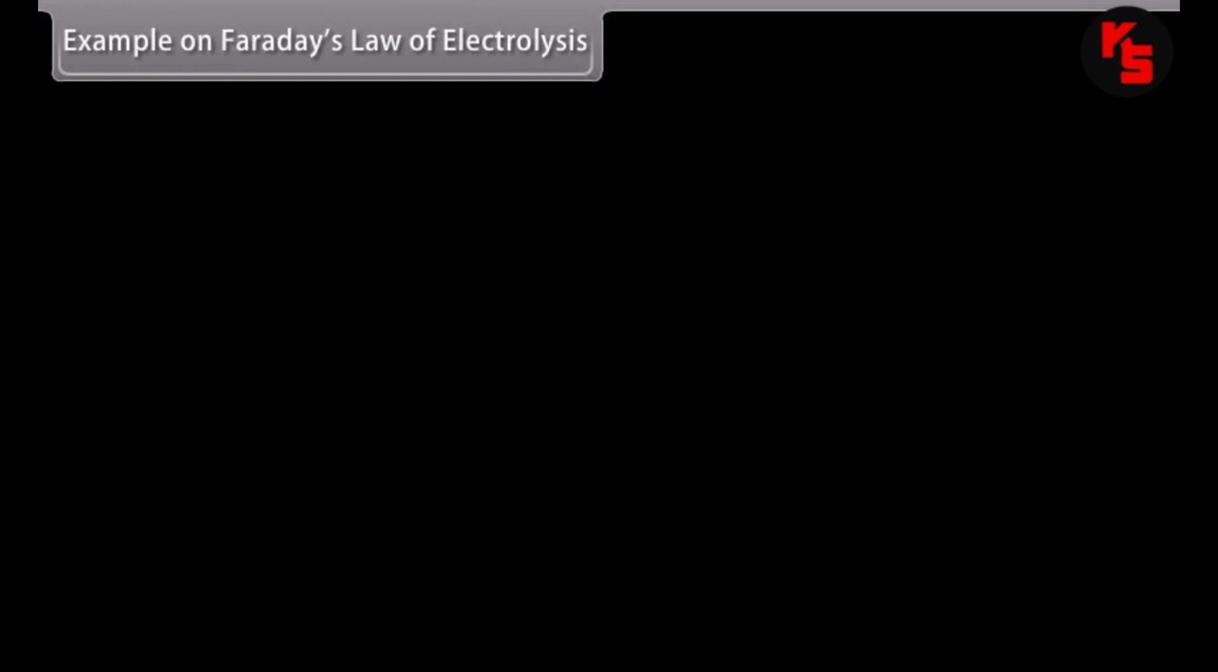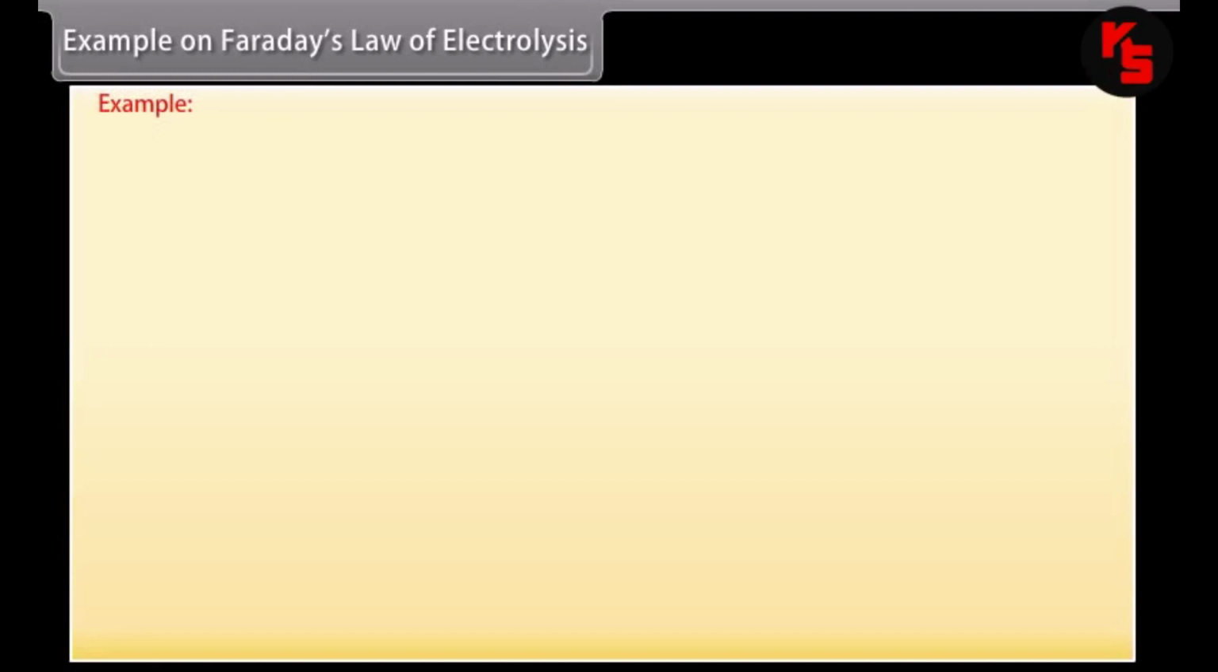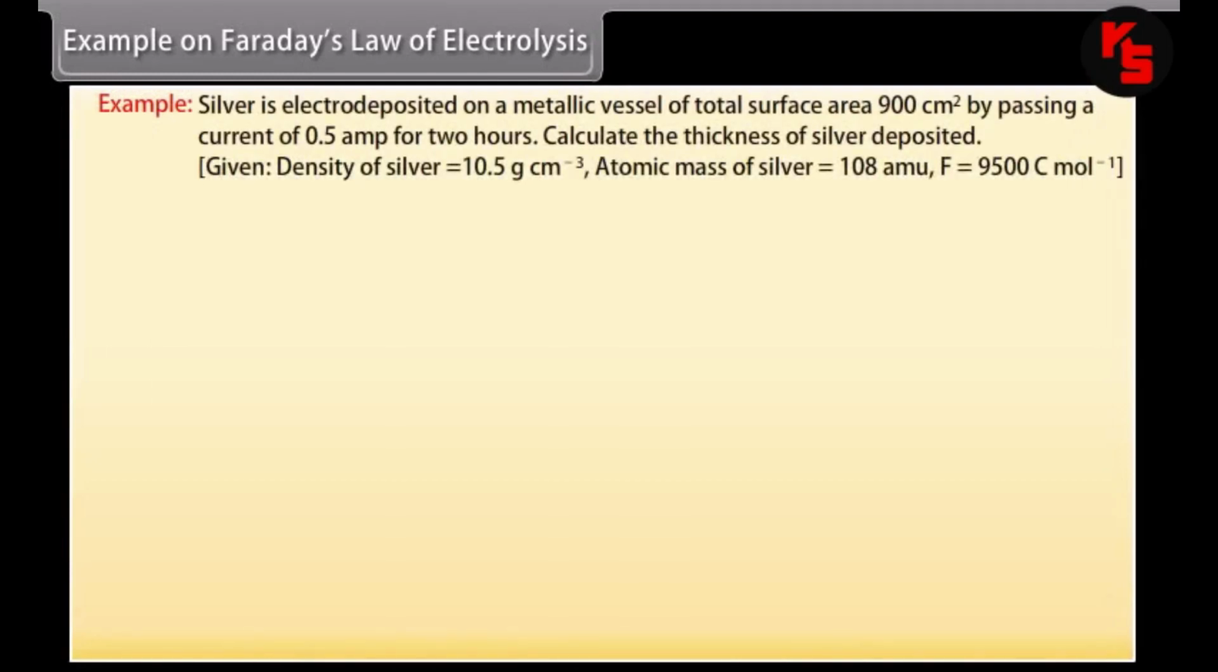Example on Faraday's law of electrolysis. Let's take an example on Faraday's law of electrolysis. Silver is electrodeposited on a metallic vessel of total surface area 900 cm square by passing a current of 0.5 ampere for 2 hours. Calculate the thickness of silver deposited.